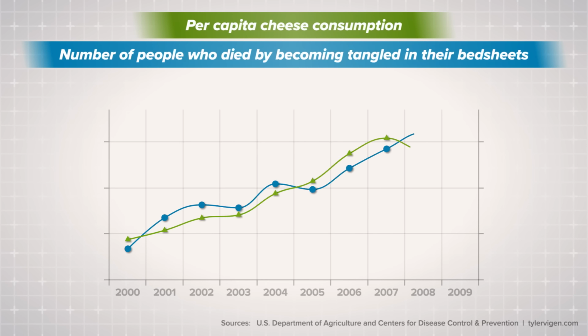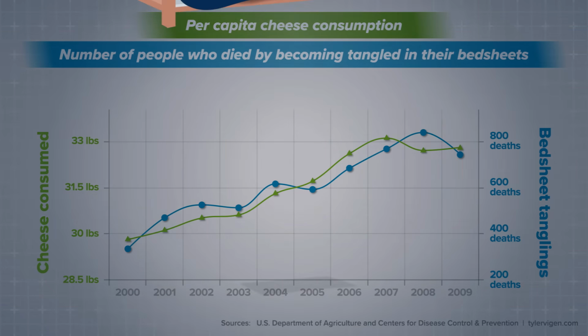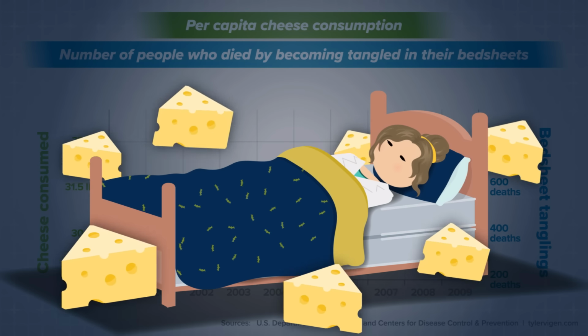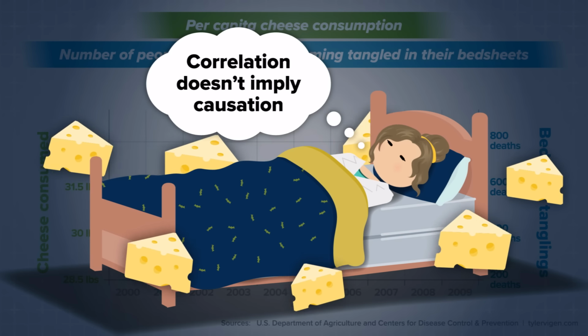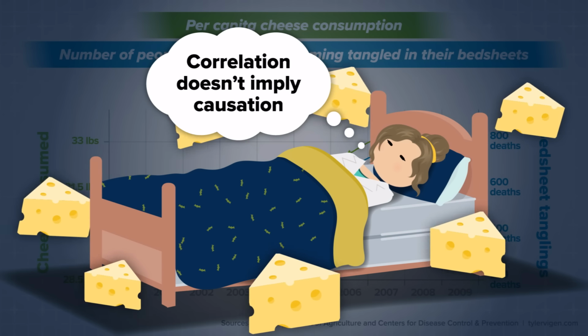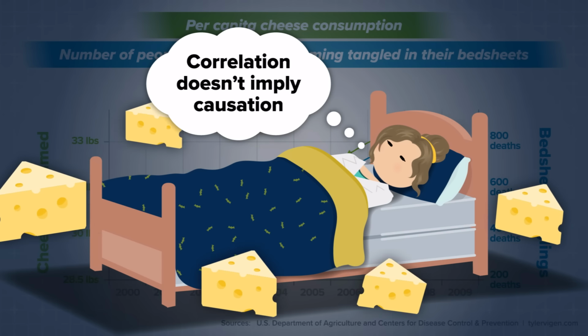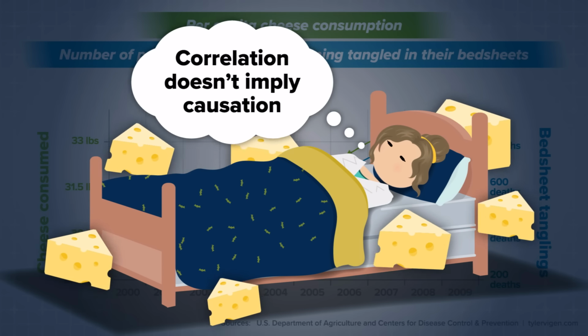Data has shown that there is a near-perfect relationship between a population's level of cheese consumption and the number of people in that population who die from getting tangled in their bedsheets. This is a very strange but true example of a cliche that scientists have been muttering in their sleep for centuries. Correlation doesn't imply causation. Or, put another way, just because two things seem related, it doesn't mean that one caused the other.